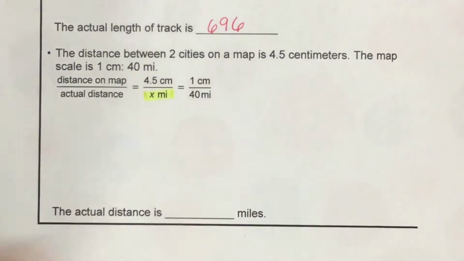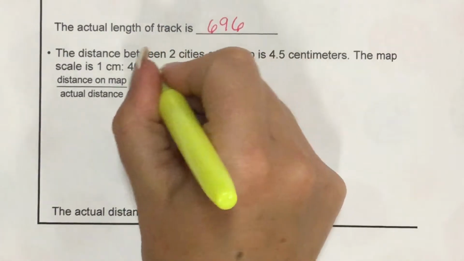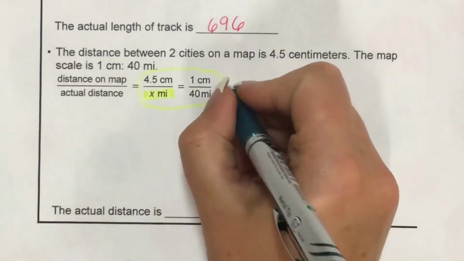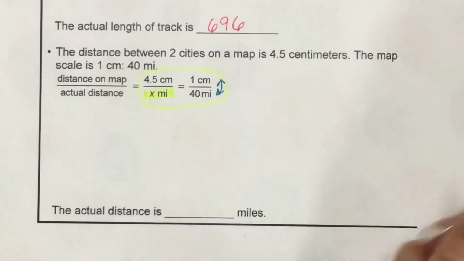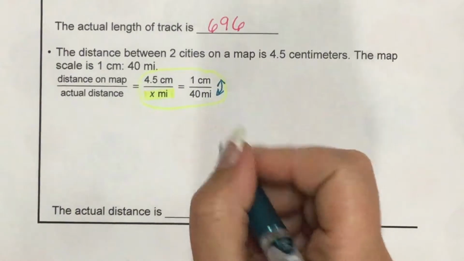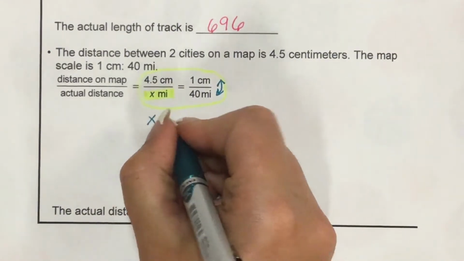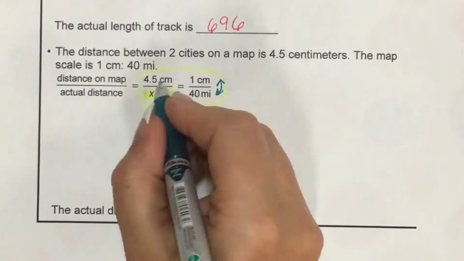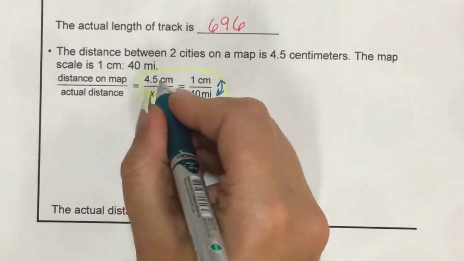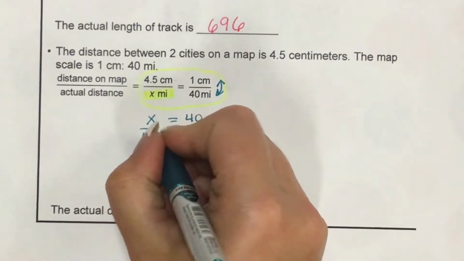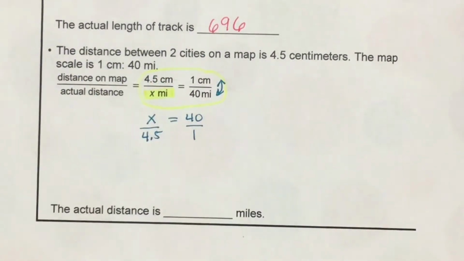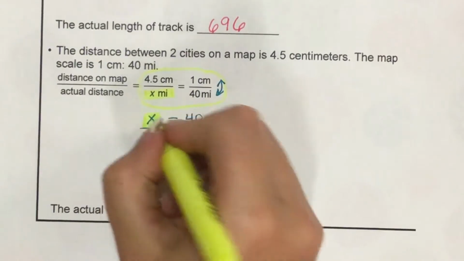The only problem with this is our proportion right here. The problem is that x is on the bottom. So we are going to have to invert this proportion. So everything on the bottom is going to have to go to the top. So it's actually going to be x equals 40, and everything that's on the top is going to have to go to the bottom. This 4.5 is going to have to go on the bottom, and this 1 is going to have to go on the bottom. So now I'm just trying to figure out what x is, and I can now.